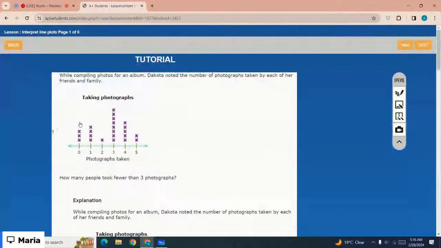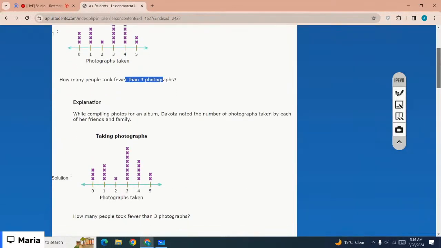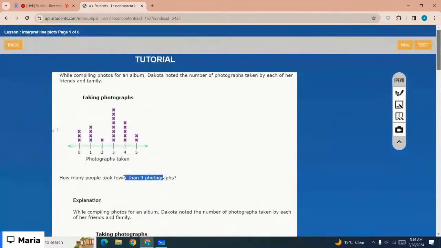While compiling photos for an album, Dakota noted the number of photographs taken by each of her friends and family, right? So here you are given a line plot that tells you the photographs taken by each family member. How many people took fewer than 3 photographs, right? So you have to select the ones whose frequency is less than 3, right?